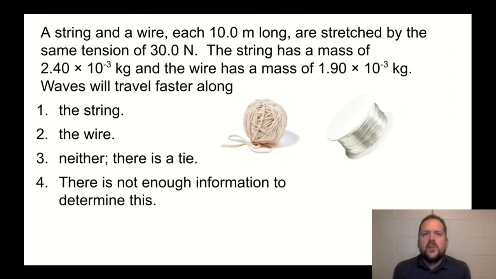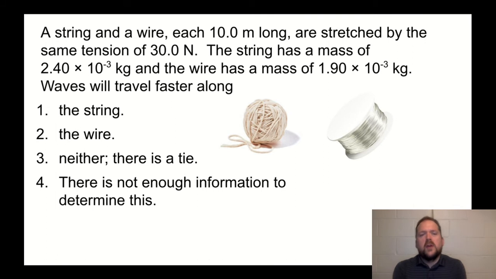How about this one? A string and a wire are each 10 meters long, and they're stretched by the same tension of 30 newtons. So you could imagine hanging a 30 newton weight from each of them. The string has a mass of 2.4 times 10 to the minus 3 kilograms, and the wire has a mass of 1.9 times 10 to the minus 3 kilograms. Which one, if either, will the waves travel faster along? The string, the wire?